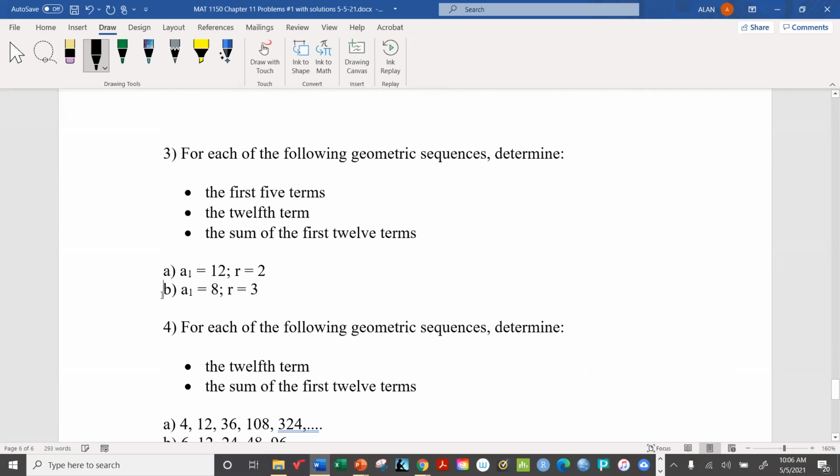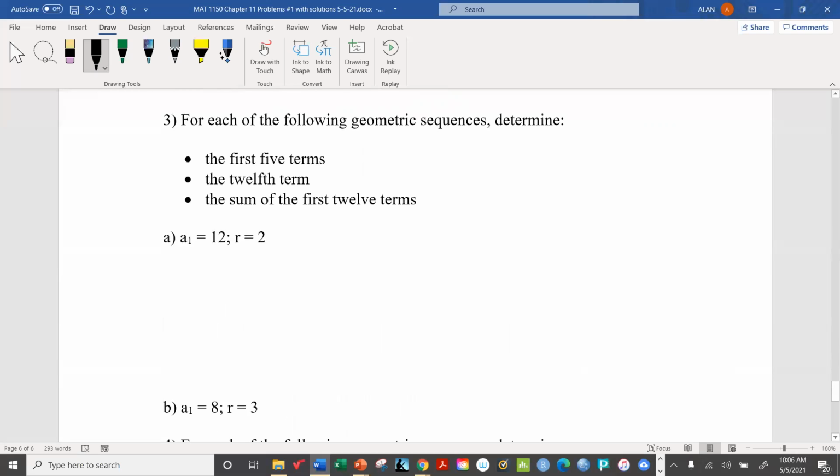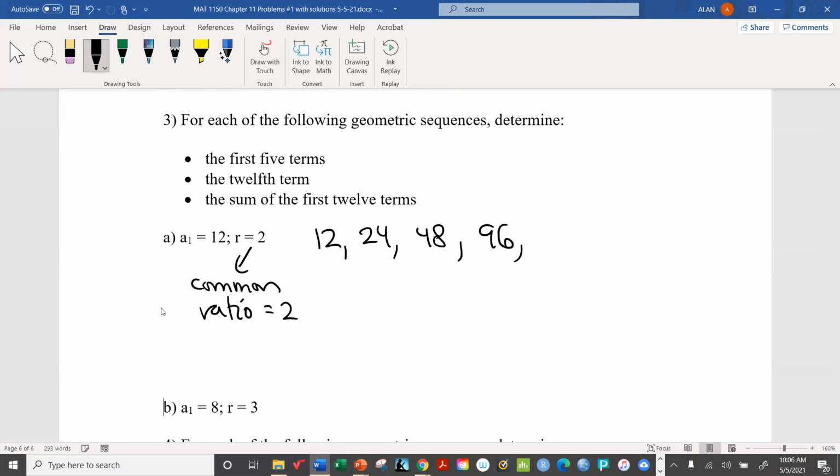So let's remind ourselves what formulas we're supposed to use. We can start with the first 5 terms. We start with 12, and we're doubling each time. Each term is double the one before it because we have a common ratio of 2. All right, and that's it. Those are the first 5 terms.